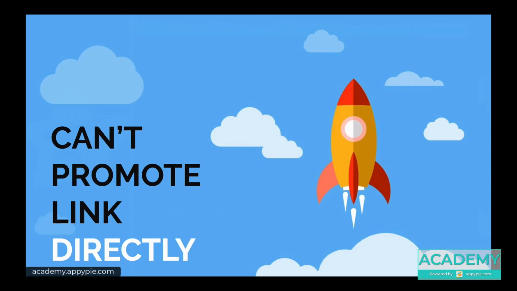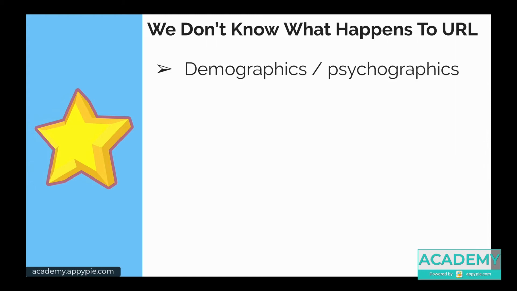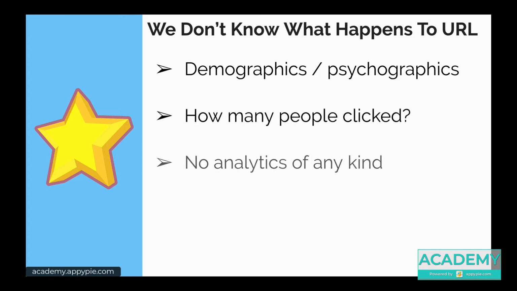So what this video is really about is why you cannot promote that naked URL and what you should do instead. The major problem is that we have no knowledge of what happens to that URL if it's used as is. We don't know the demographics or psychographics. This is just basic information about the people who click on the URLs. We don't know how many people click on the URL. We have no analytics of almost any kind that we can find. And we cannot retarget those people.